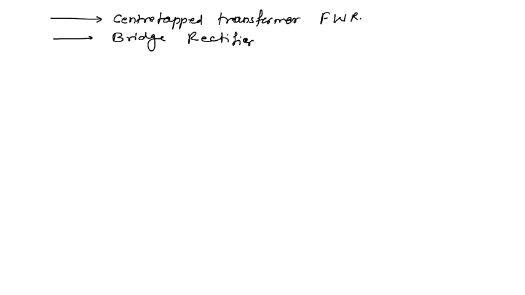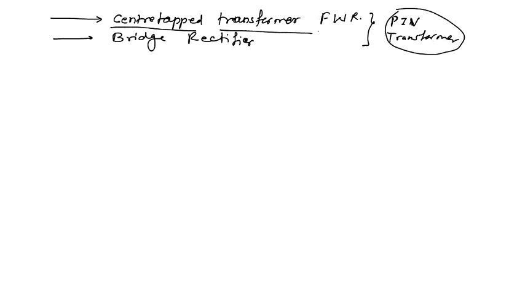First we'll see the center tap transformer full wave rectifier. There are two differences in these two rectifiers. One is the difference in the circuit, the other is the peak inverse voltage difference, and one more difference is transformer utilization. So we'll see all these things in these two rectifiers. First we'll see the center tap transformer full wave rectifier.